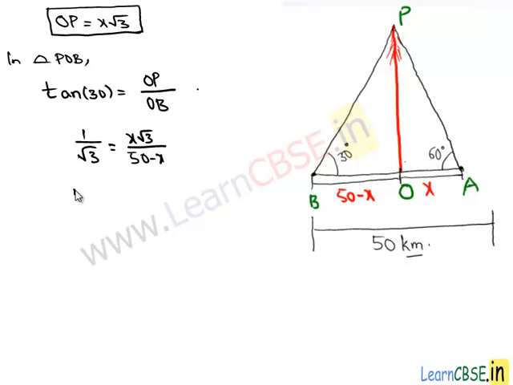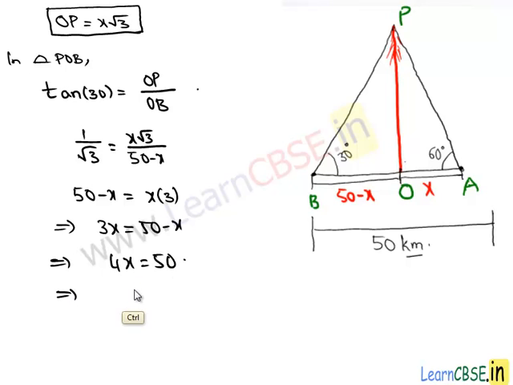By cross multiplication, we have 50 minus x is equal to x times √3 times √3, that is x times 3. On rearranging, we have 3x is equal to 50 minus x. Let us transpose this negative x to the left hand side. Then we have 3x plus x, which is 4x, and it is equal to 50. By dividing with 4 on both sides, we get the value of x, which is 50 upon 4, and it is equal to 12.5 kilometers. Thus we have got the value of x, which is 12.5 kilometers.